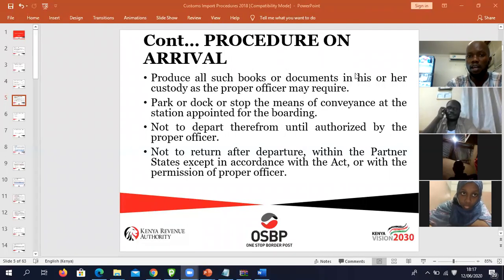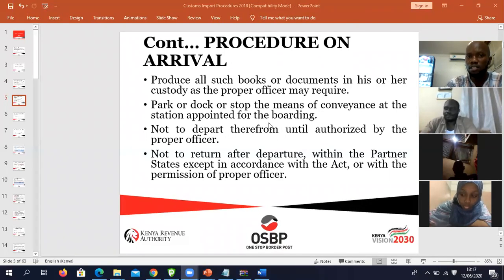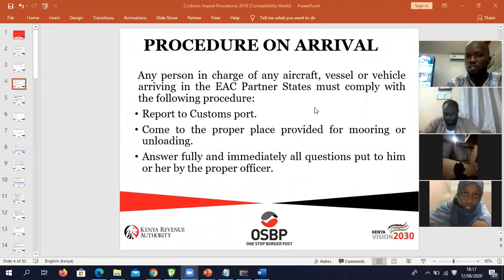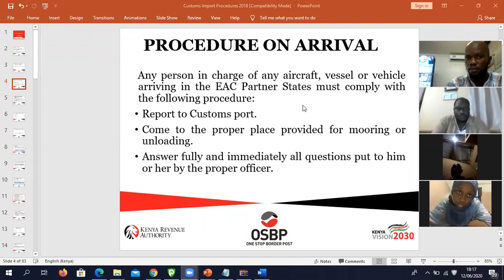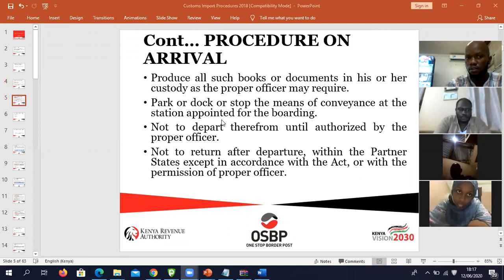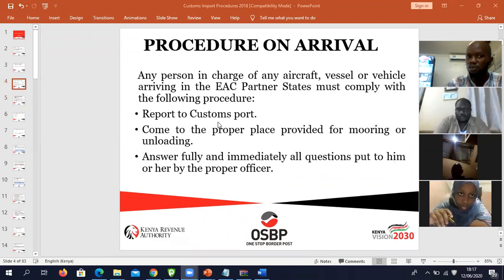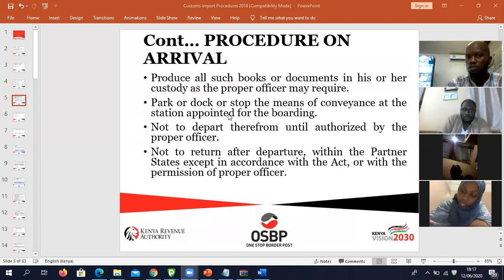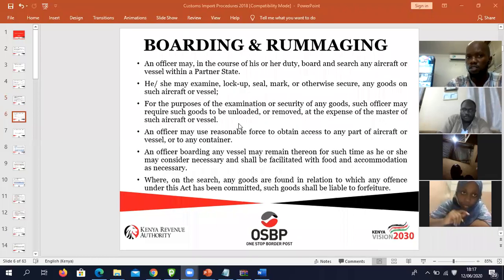So, are there any questions regarding these particular procedures, the procedures on arrival? Anyone with questions regarding procedures on arrival? I think they are clear, isn't it? These seven steps are very clear in that they are simple to understand. So once that has been done, we can proceed to boarding and rummaging.